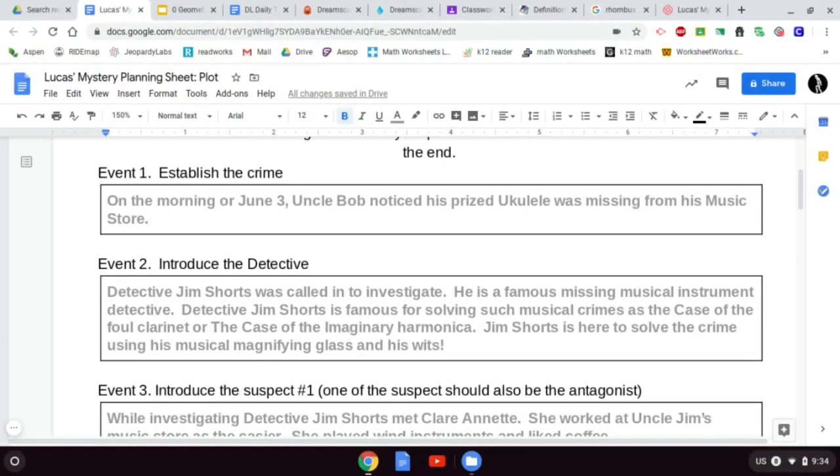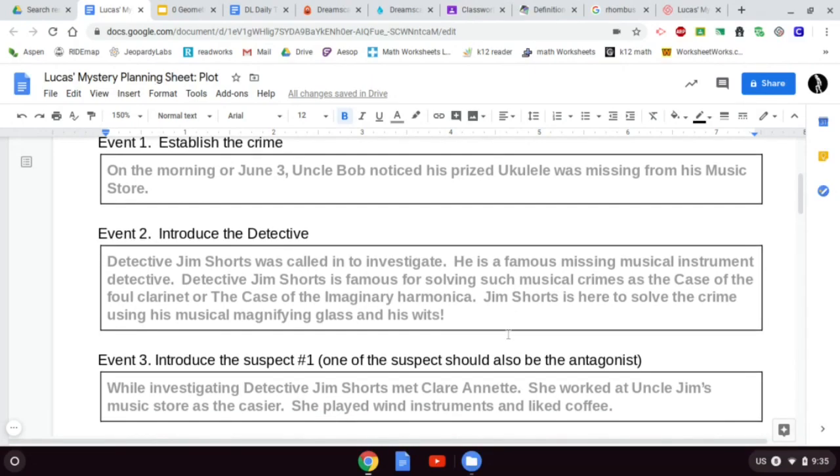Detective Jim Shorts is famous for solving such musical crimes as the case of the foul clarinet or the case of the imaginary harmonica. Jim Shorts is here to solve the crime using his musical magnifying glass and his wits. Now, I actually already went through and wrote the entire story, and nowhere in my events did I use a musical magnifying glass. All right, I have to use this musical magnifying glass when I write it.